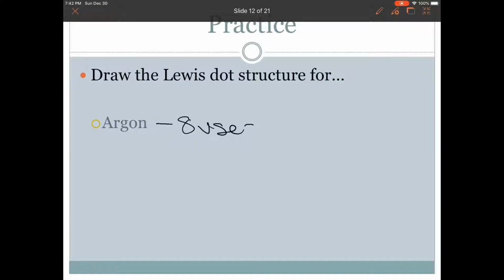So let's write Ar for our symbol and fill in our 8 valence electrons. Starting at the top with 1, working our way clockwise. All right, now I have 4. Next step, making each one dot into 2. So we're going to put 1 here, 1 here, 1 here, 1 here. So that is what your argon should look like.